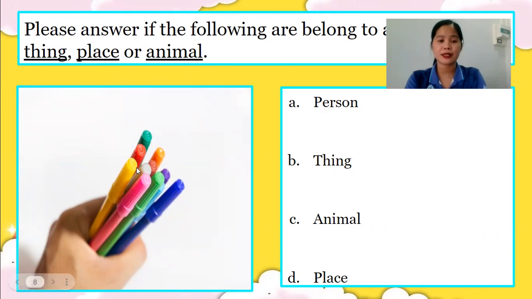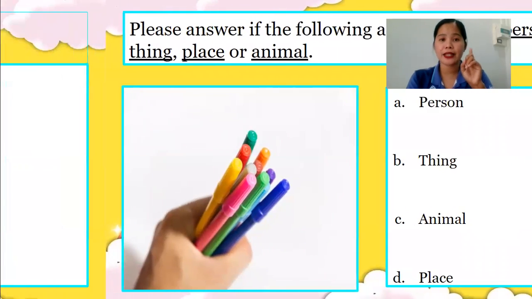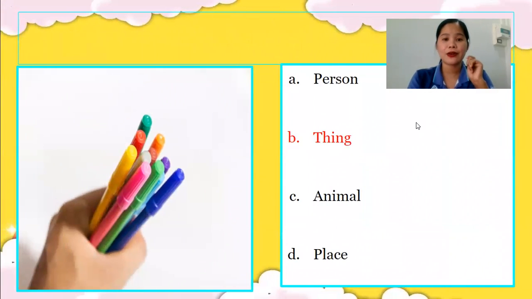Here, what is this? These are color pens. So, what kind of noun does it belong to? Letter A, person. B, thing. C, animal. D, place. What is the correct answer? All right, the correct answer is letter B. It's a thing. Pencils or color pens are things. T-H-I-N-G, thing. Do you understand?